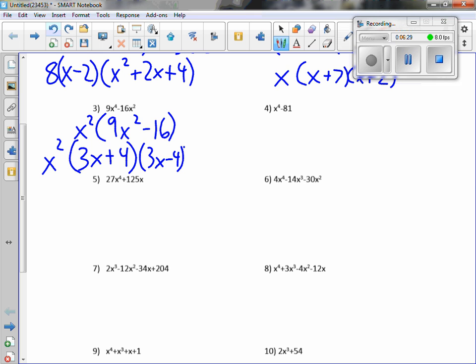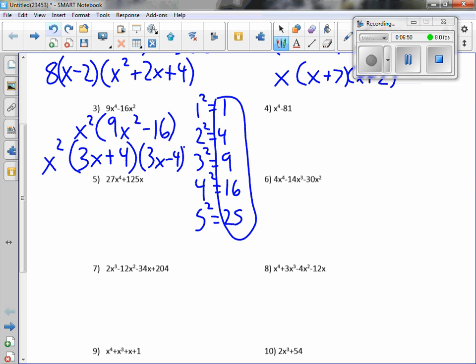So make sure you know your perfect squares on this test, and really your perfect cubes too. Your perfect squares are, for example, 1 squared is 1, 2 squared is 4, 3 squared is 9, 4 squared is 16, 5 squared is 25. These are the types of numbers you're looking for to use difference of perfect squares. Notice we had 9 and 16 for this one.